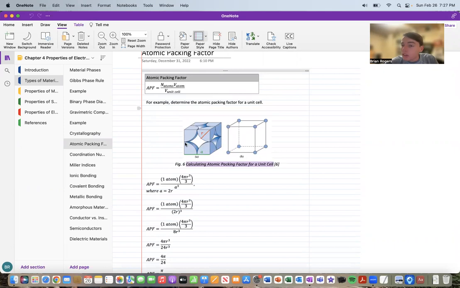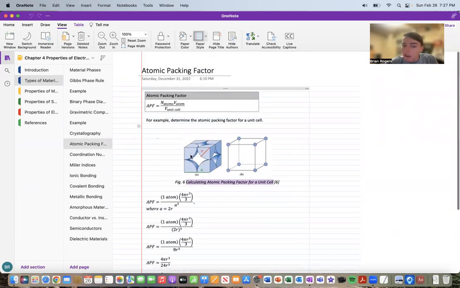And so I think this diagram does a good job of illustrating the unit cell and how there's an eighth of an atom at each of the 8 corners, making 1 total atom within that unit cell. Okay, so atomic packing factor.